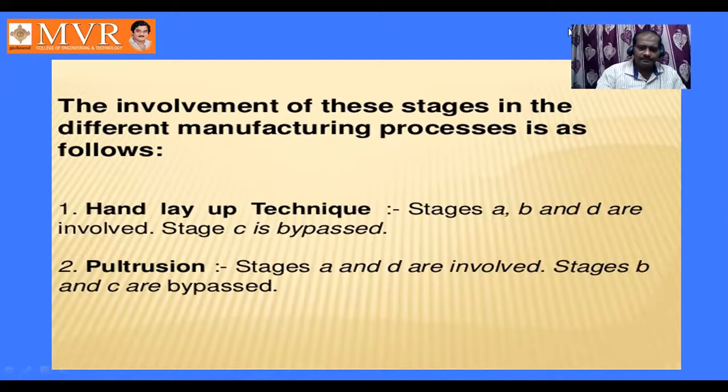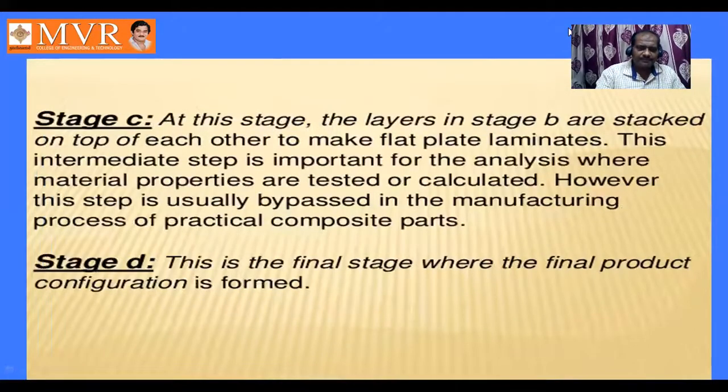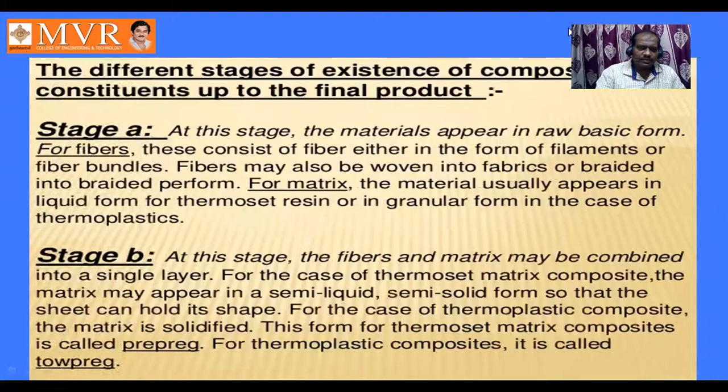A is, if you observe once again, as in pultrusion, the material appears in the raw basic form, and fibers either in the form of filaments or bundles. And matrix usually appears in the liquid form, a thermoset resin. So we are going to take in pultrusion one material in the form of filaments or bundles, and the matrix in the liquid form.